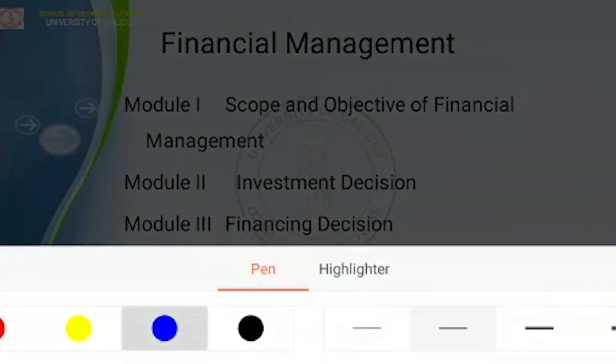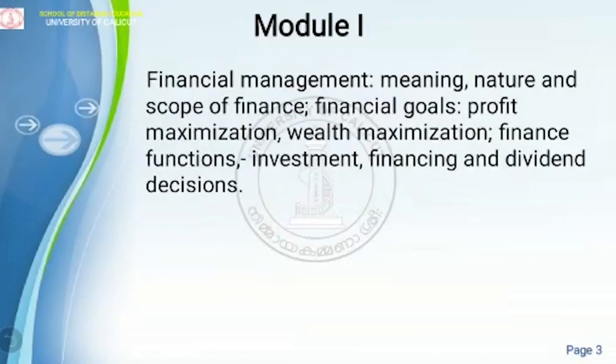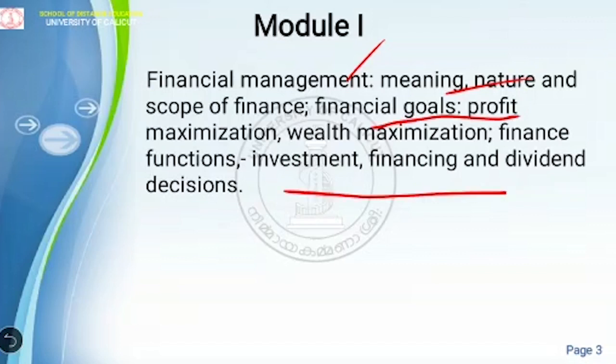Then the first module. In this session we are discussing the first module only. The first module includes financial management, its meaning, nature and scope of finance, financial goals of the organization, profit maximization or wealth maximization, then finance functions, next investment decision, financing and dividend decisions. All these things will be covered in different chapters in detail.